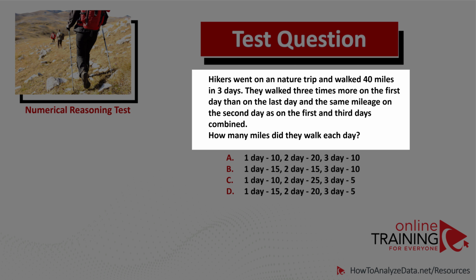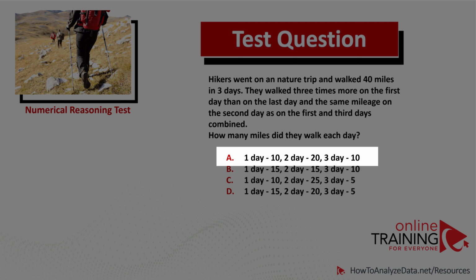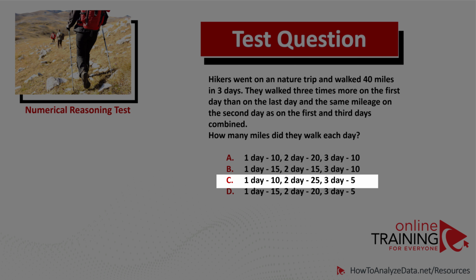And you have 4 different choices. Choice A, 10 miles the first day, 20 miles the second day, and then 10 miles the third day. Choice B, 15, 15, and 10. Choice C, 10, 25, and 5. And choice D, 15, 20, and 5.